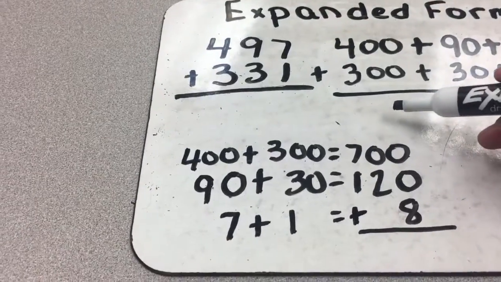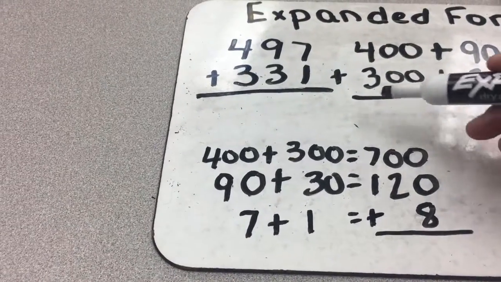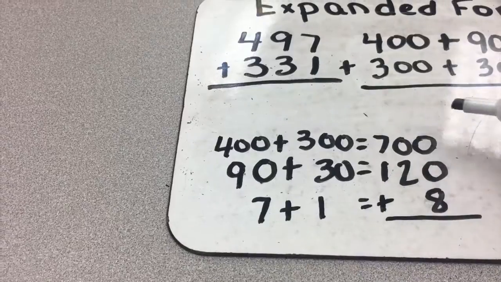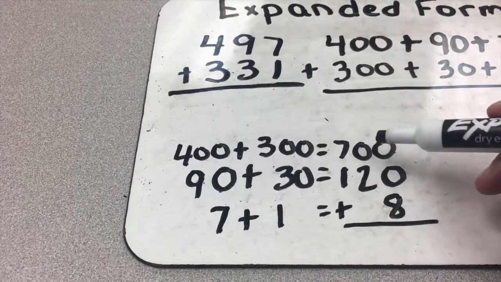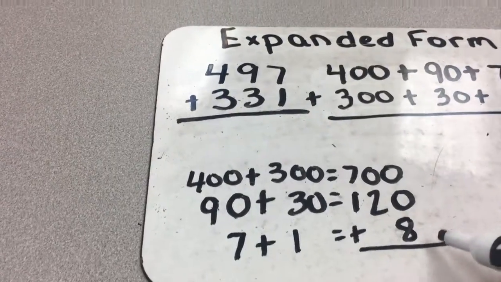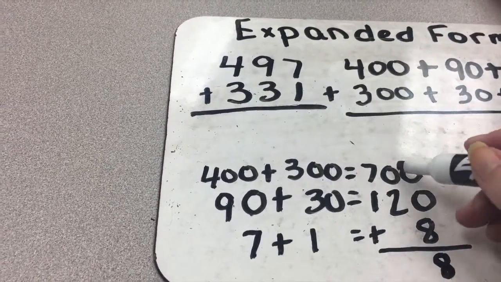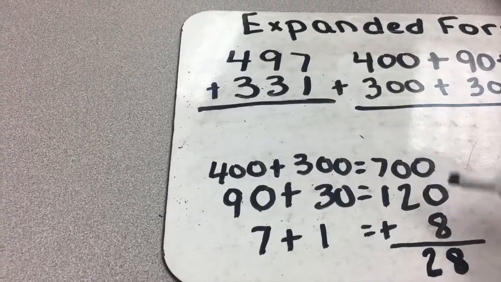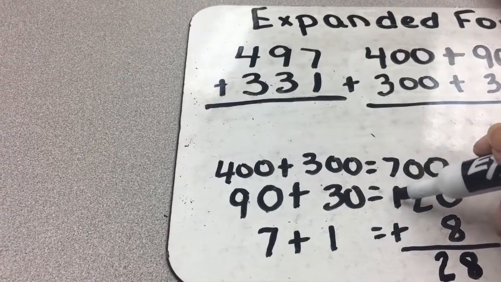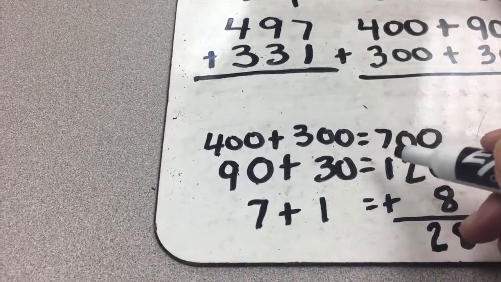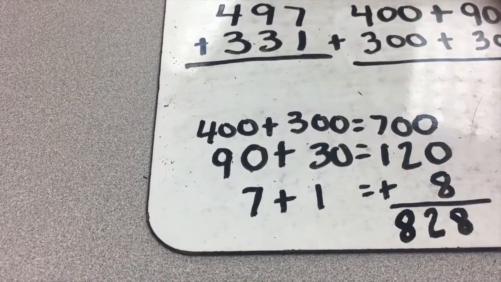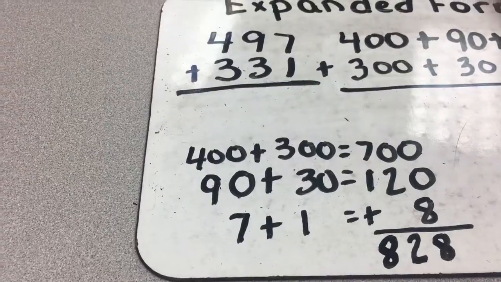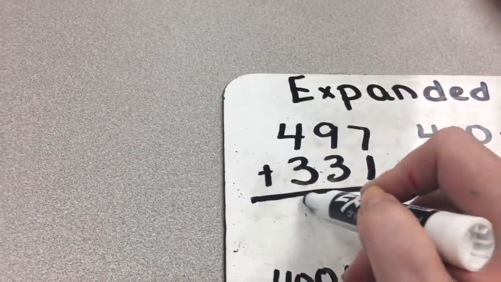So if you'll notice now, all they have to do is look at the digits in each place. Most of them have zeros now. So much easier to add. So I have 8 1s, I have 2 10s, and I have 7 plus 1 100s, that is 8 100s. So my answer is 828. That is their final answer.